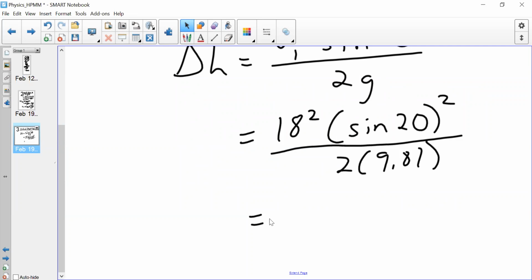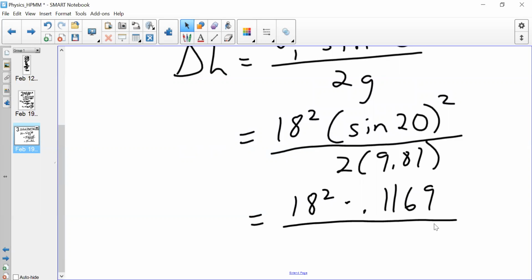Sine 20, and then we square that. So this is going to be 18 squared times 0.1169, you know, 3 or 4 places here, divided by 19.6. That's going to be equal to 1.93. And you say to yourself, okay, well, that's my maximum height, and go on to the next one.